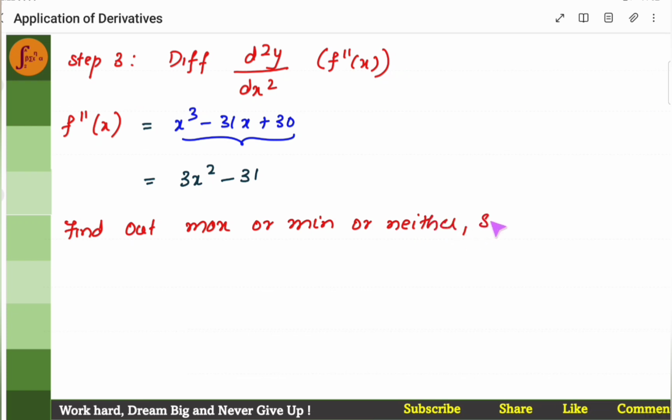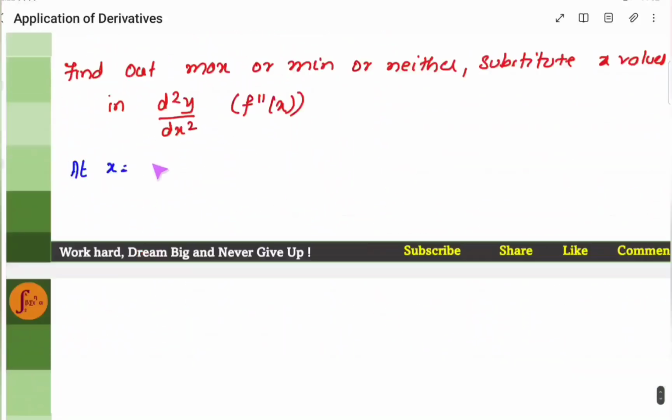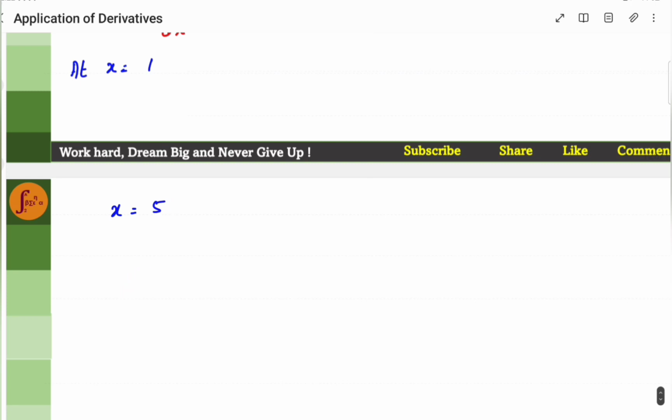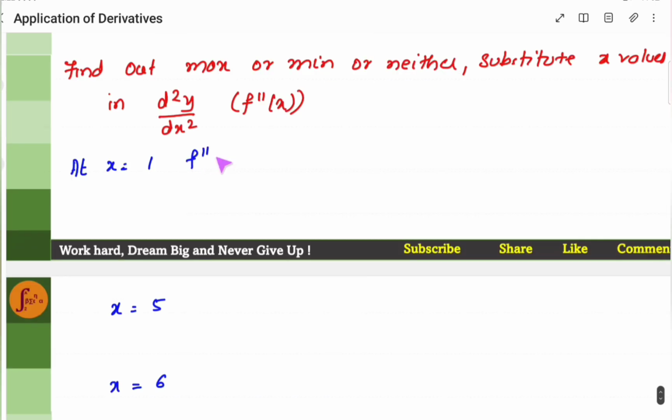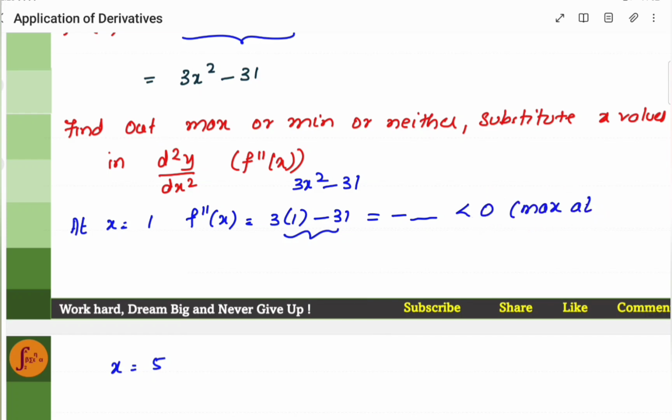And now what should I do for that? I have to substitute x values in double derivative, second order derivative, right? Let's take the first one. At x is equal to, what are the values? 1, x is equal to 5, x is equal to 6. I'll have to find f double dash of x is equal to 3x square minus 31. So 3 into 1 minus 31, which is minus. I don't have to get the actual number. It's minus some number. So it will be less than 0, which means it is maximum at x is equal to 1.